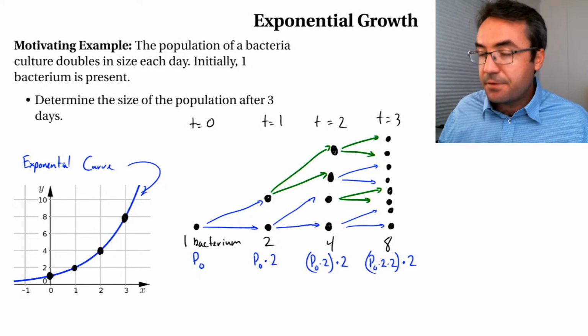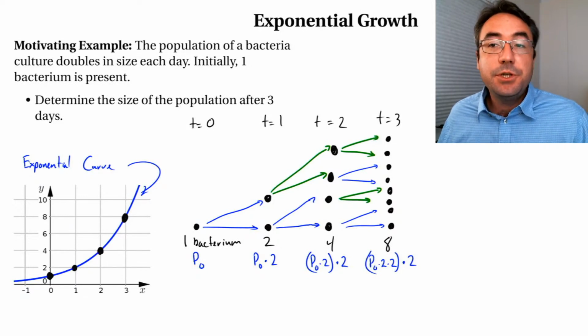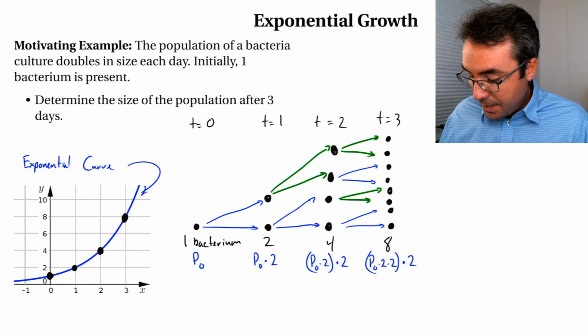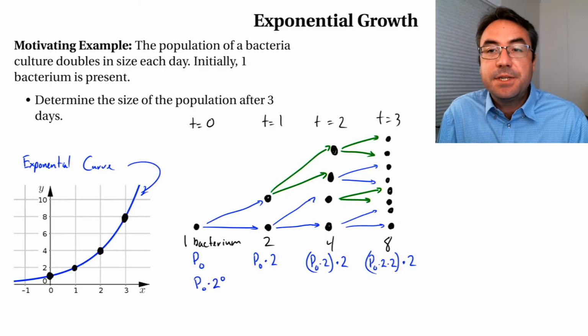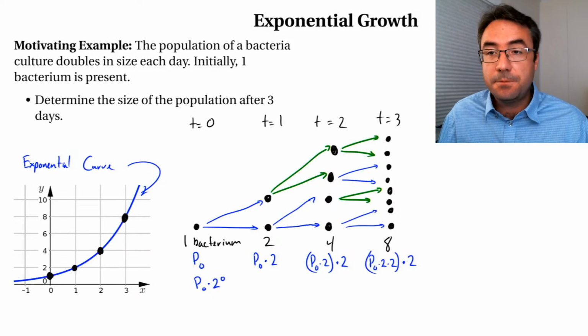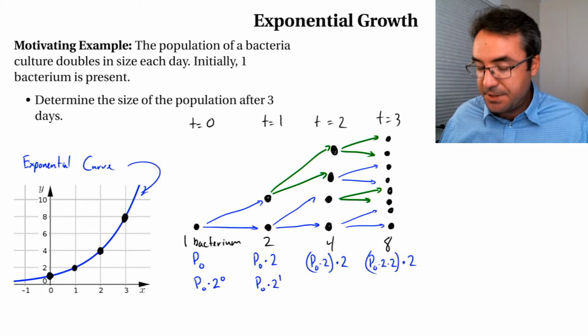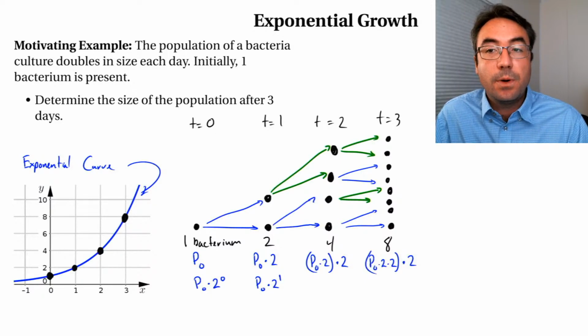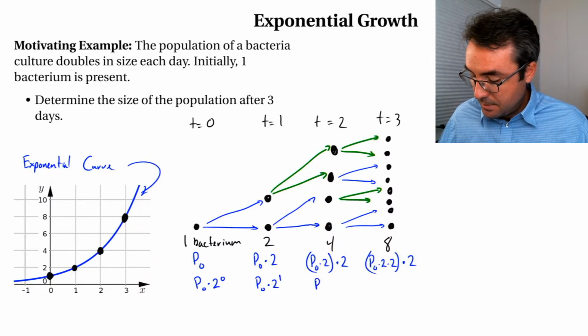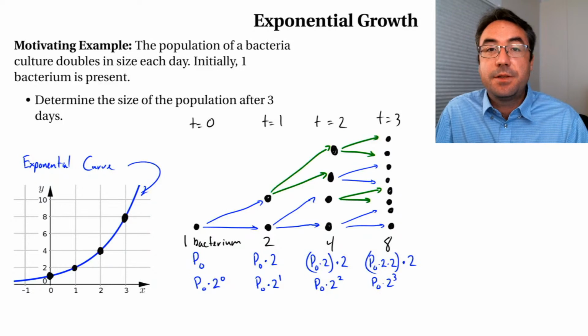And really, if we think of that in terms of powers of 2, we could rewrite this first one as P0 times 2 to the power 0. We could rewrite the second population as P0 times 2 to the power 1, P0 times 2 squared, and then P0 times 2 raised to the power 3.